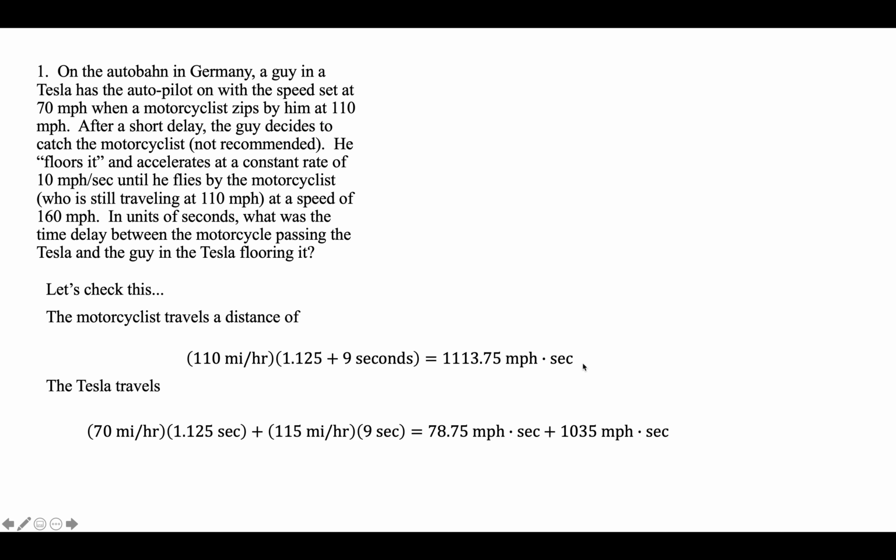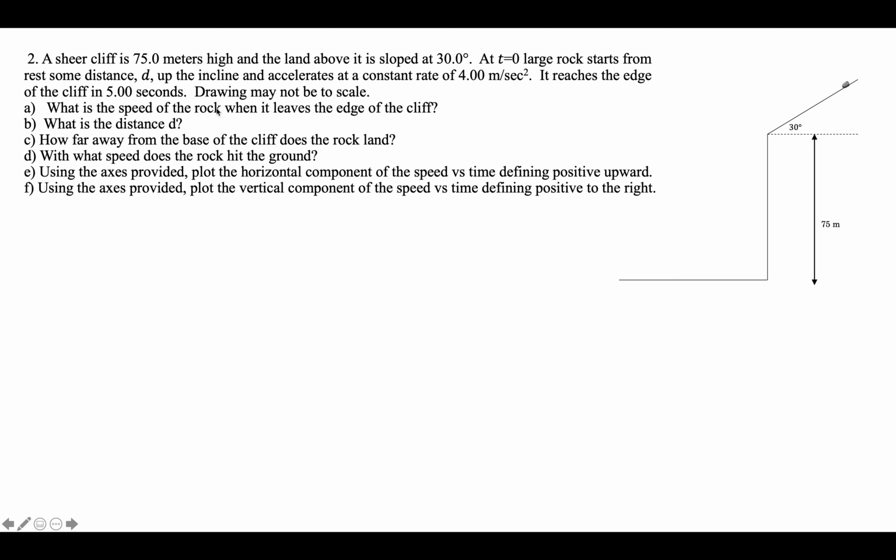We can check it by calculating the distance. The motorcycle goes 110 miles an hour for 10.125 seconds, this is about a third of a mile. That's a perfectly legitimate unit of distance, 1113.75 miles per hour seconds. The Tesla goes 70 miles an hour for 1.125 seconds, averages 115 miles an hour for 9 seconds. We add those up and we get the same thing. That's problem 1. Problem 2.